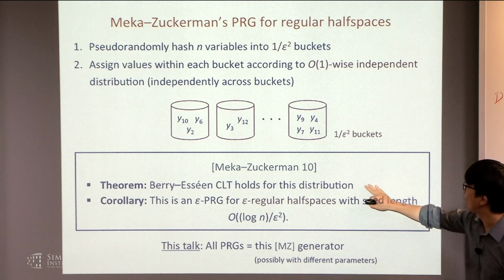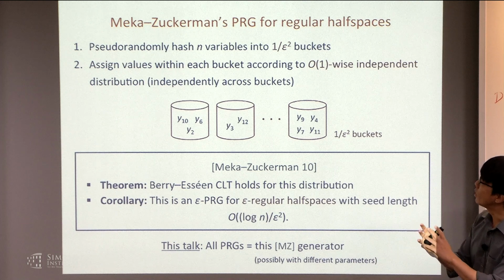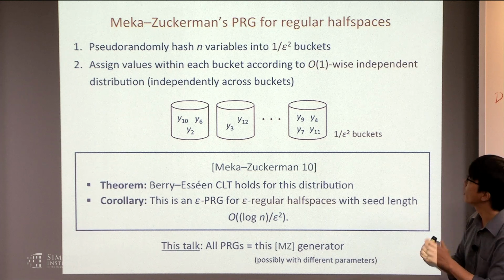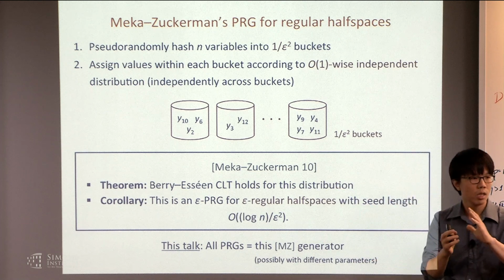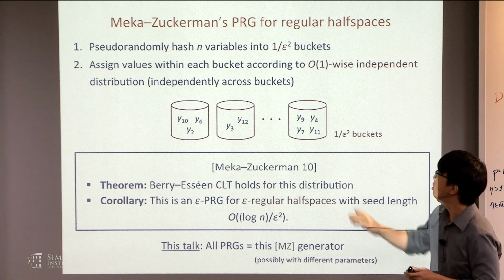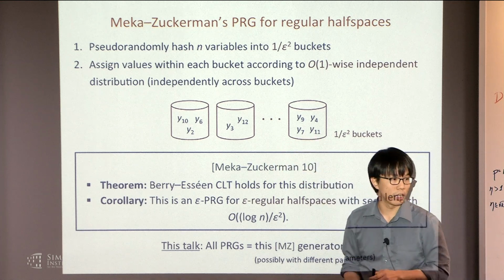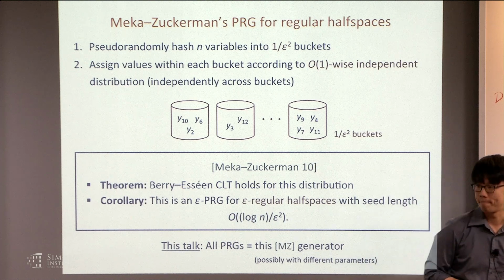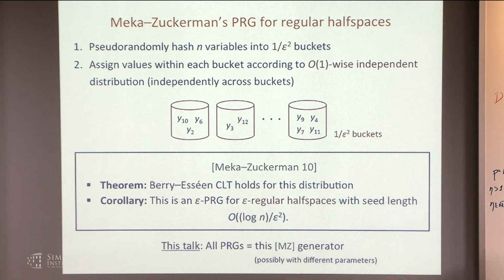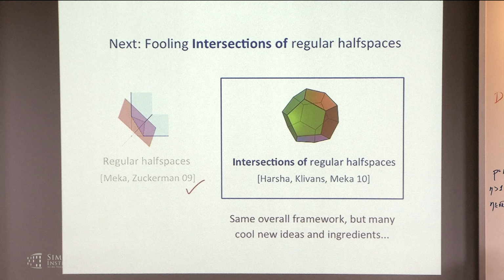Just one sentence about this. Roughly speaking, they reduce to showing that each bucket is a mega variable, and they apply Berry-Esséen to 1 over epsilon squared many independent mega variables. Yeah, very nice. Okay, so that's how to fool a single regular half space.